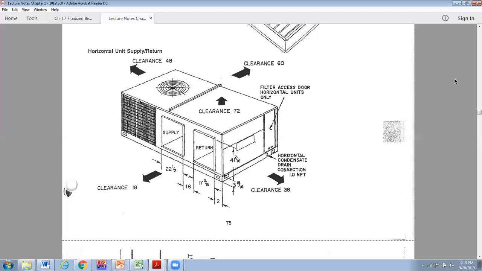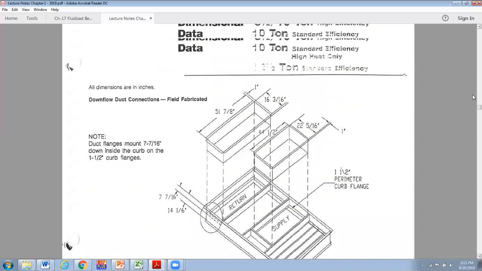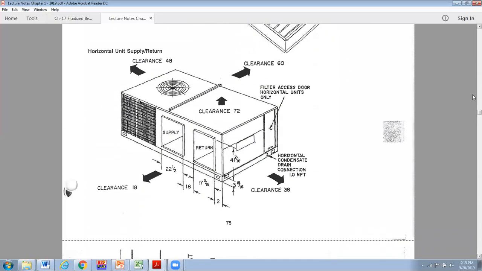Okay, so we talked about package units last time. The idea, especially if it's a DX package unit, is that it has everything inside this box. That means the refrigeration cycle, and if it uses natural gas, it has a little furnace in there. It can combust the natural gas and produce warm air to go directly into the space.